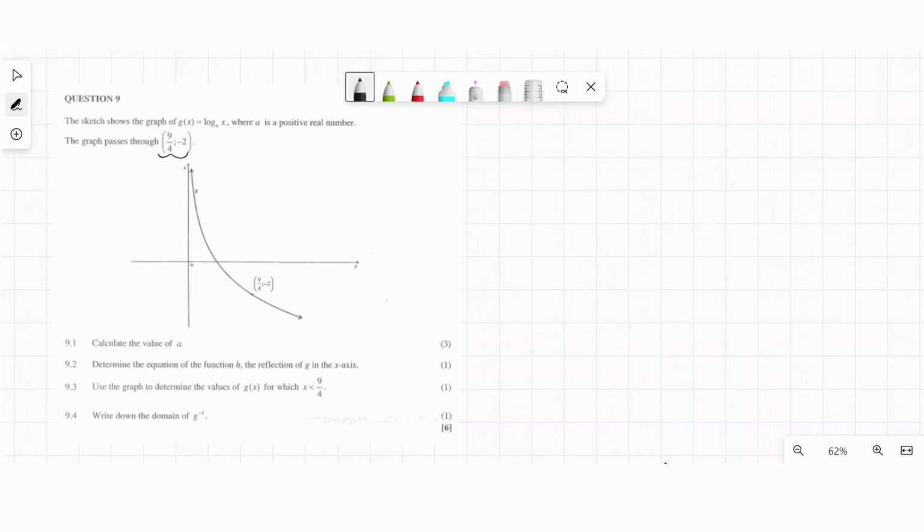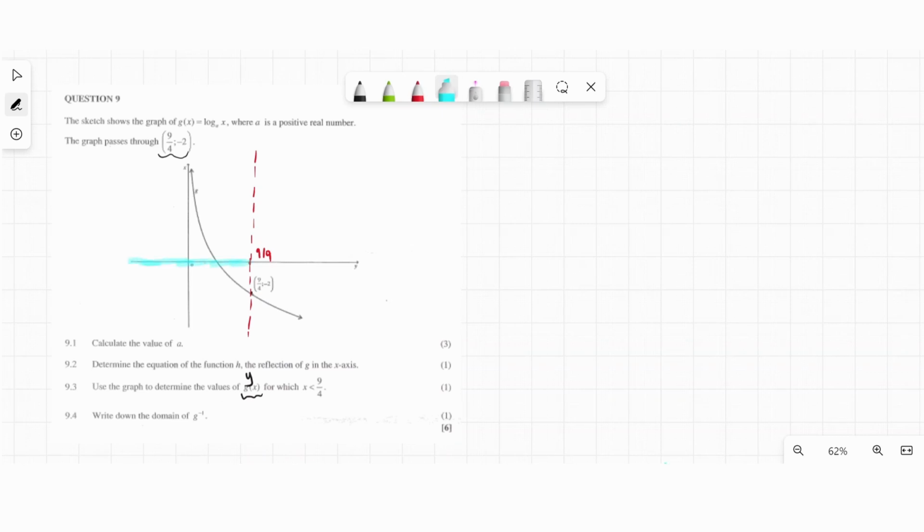So now moving to 9.3, it says use the graph to determine the value of g of x, meaning determine the value of y. That's what it means, for which x is less than 9/4. Where's 9/4? It's here, right? So let me write with dotted lines. So this is going to be 9/4. And what does it mean to be less than? It means from here to the negative x-axis. So it's like this. That's what it means to be less than.